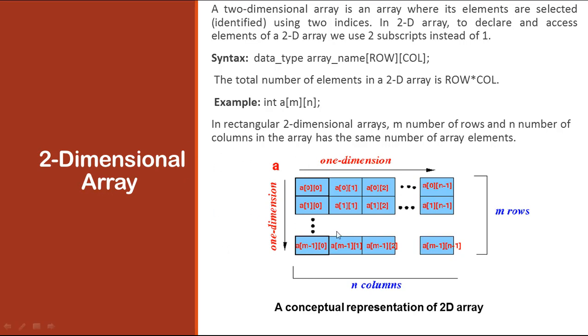First array element is stored at index a[0][0]. Second element is stored at index a[0][1] and so on. And finally, last element is stored at index a[m-1][n-1]. If you want to represent the data in the form of matrix, then we use 2D array.